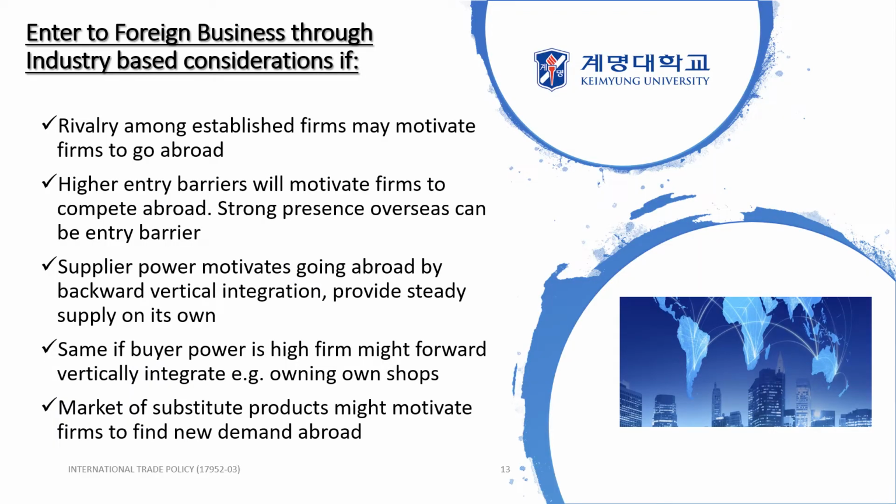So let's try to understand the motivations that push a firm to go global. Number one is the rivalry among established firms. They are being challenged to overcome the rivals or competitors in the global market, thinking they have a better product and a better strategy than them.